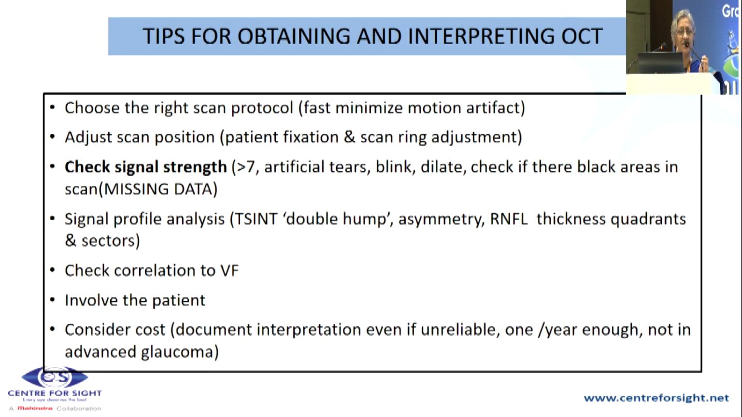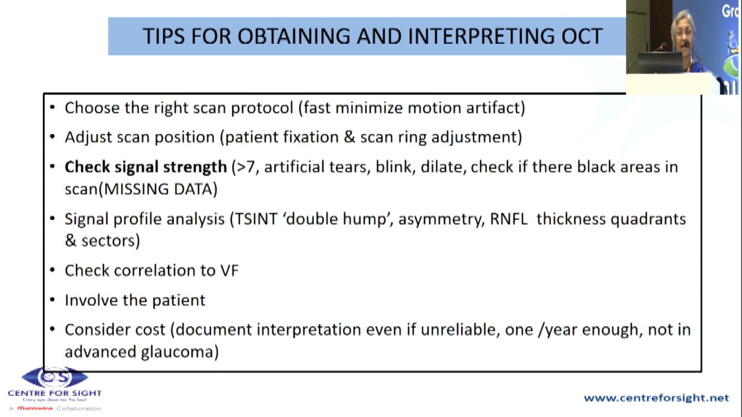The first thing we must determine is what are the tips for obtaining a good OCT. For that, first choose the right scan protocol. Remember that if you choose a fast protocol, it minimizes motion defects. Adjust the scan position. That means the patient should be sitting properly. The scan's ring should be absolutely around the optic nerve head. Check the signal strength. And in case you find that the patient has got a dry eye, please put in artificial tears. Ask the patient to blink properly, but not to blink during the testing.